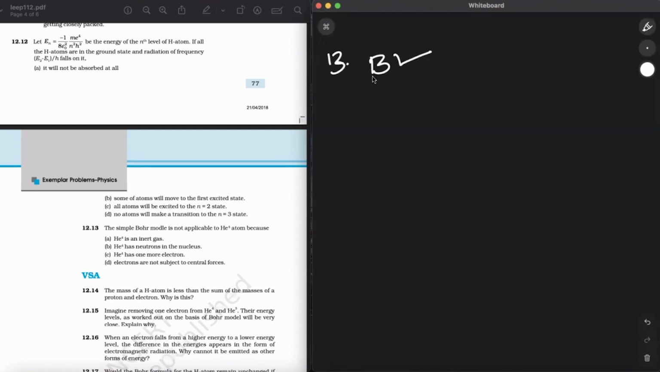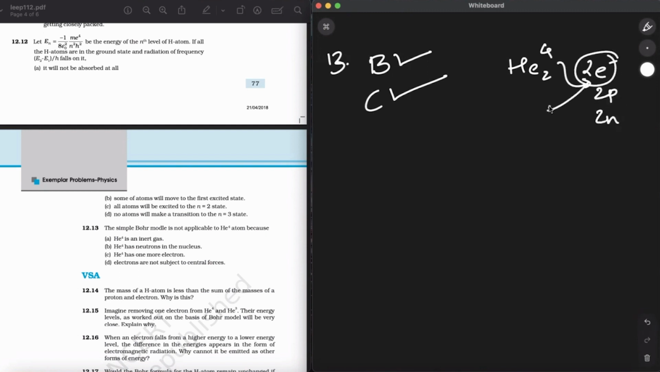Helium-4 has one more electron. Correct. Two electrons, two protons, two neutrons. What do we need? We need one electron. What is it here? Two electrons. So it has one more electron. Option D: electrons are not subject to central forces. Yes, this statement is also true.